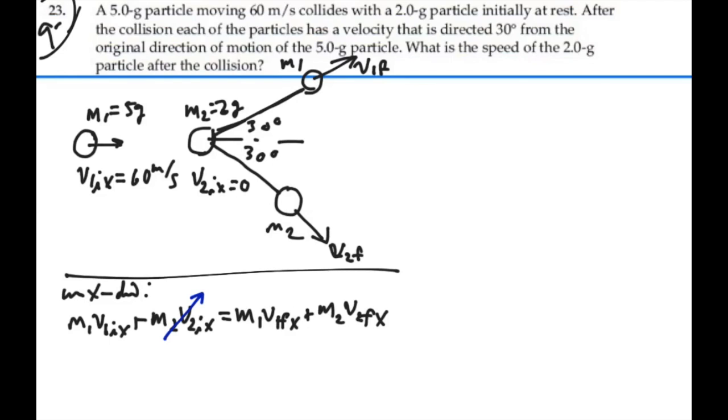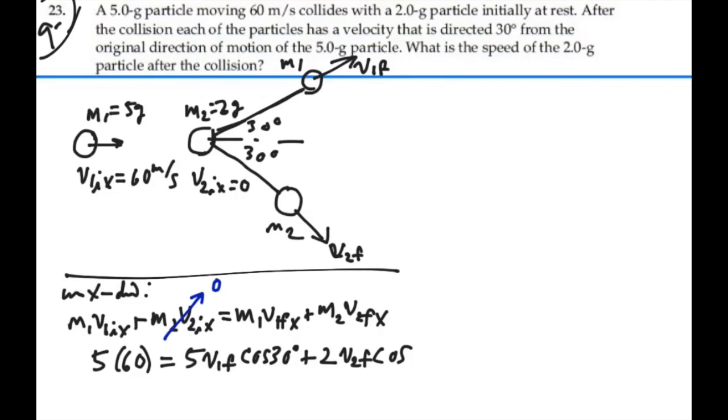Velocity 2 initial in the x direction is 0, and mass 1 is 5, and moving at 60, so we have 5 times 60 meters per second is equal to 5 times v1 final cosine 30 degrees plus 2 grams times v2 final. It's actually going to be a negative cosine 30 degrees, or no, positive still, because it's in the positive x direction. So cosine 30 degrees, correct. So it looks like that. Okay.